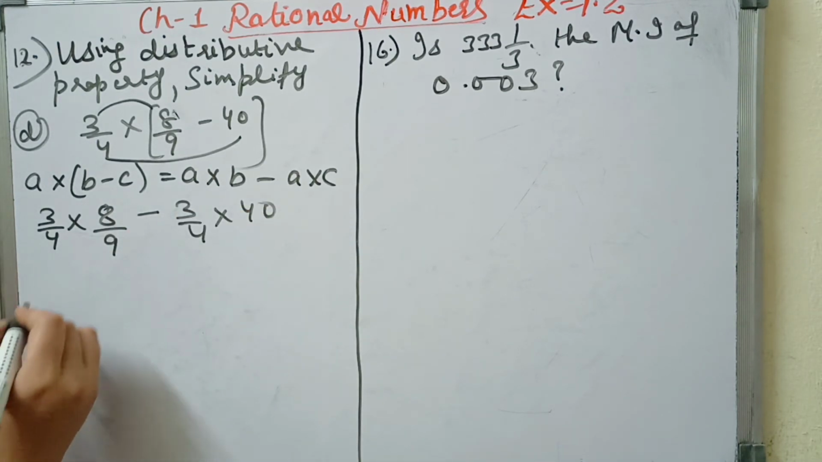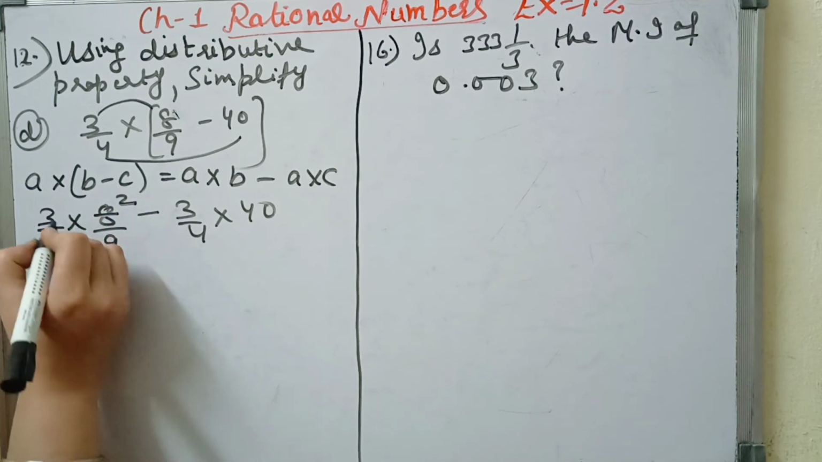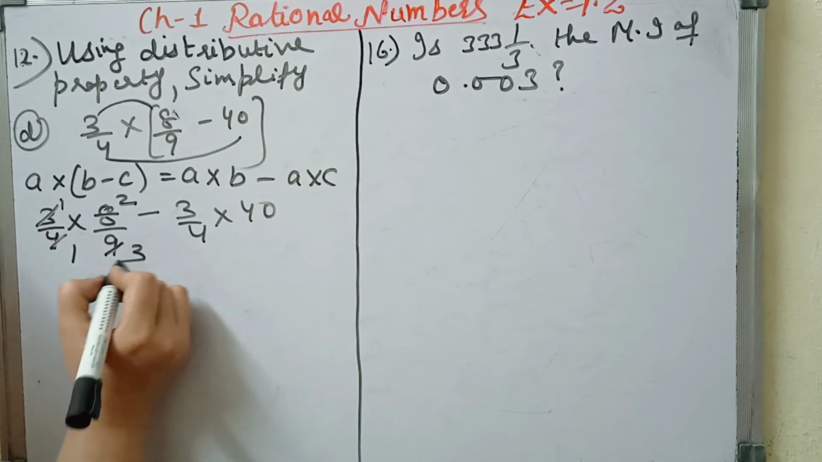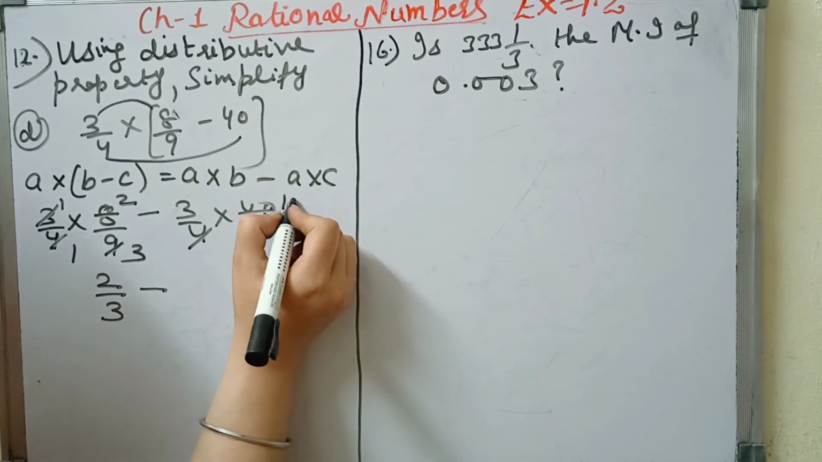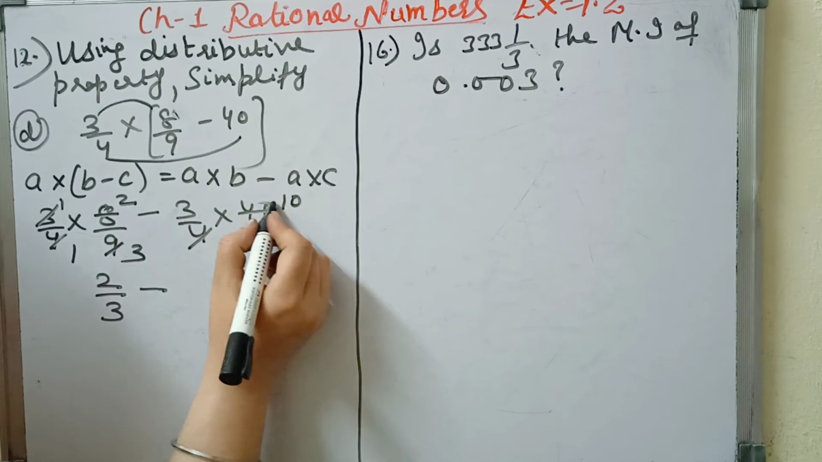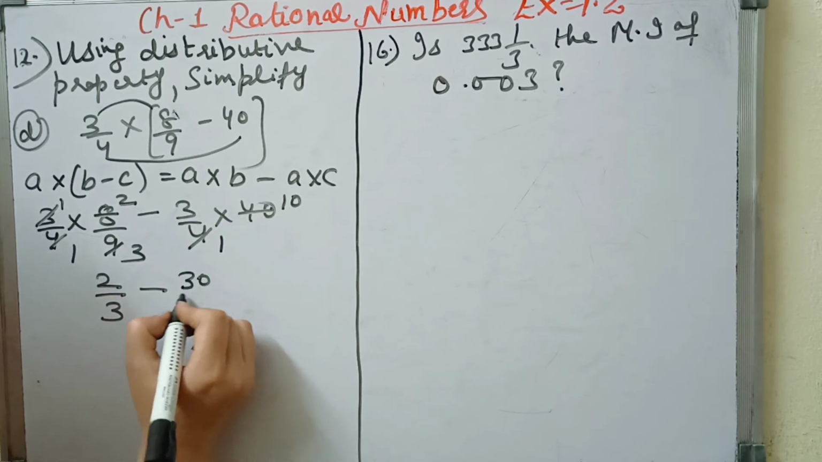Now do the simplification. Do the cutting. 4 1s are 4, 4 2s are 8. 3 1s are 3 and 3 3s are 9. We will get 2 over 3. Here 4 multiplied by 40, 4 10s are 40 and 3 10s are 30, so 30 over 1.